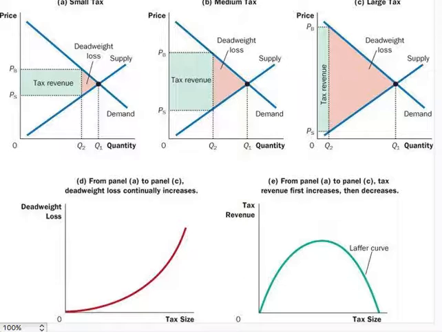Our diagram shows the effects of a small, medium, and large tax holding constant the market's supply and demand curves. The deadweight loss, or the reduction in total surplus that results when the tax reduces the size of a market below the optimum, equals the area of the triangle between the supply and demand curves.